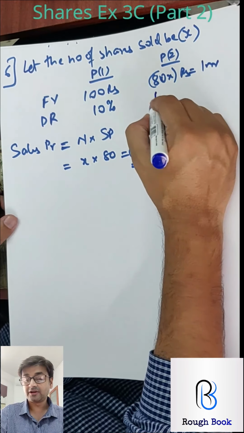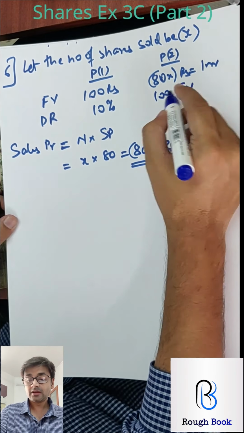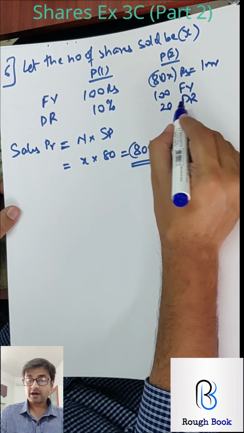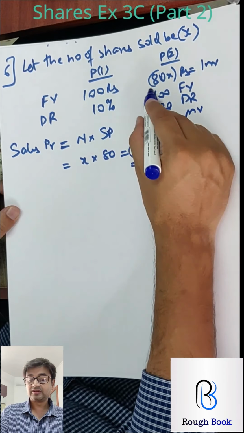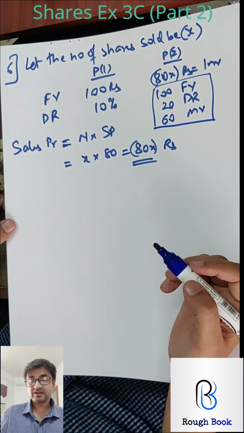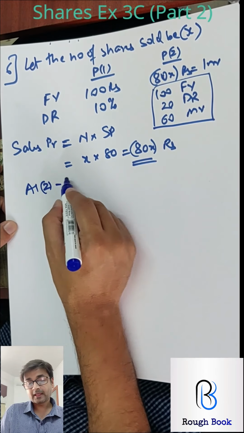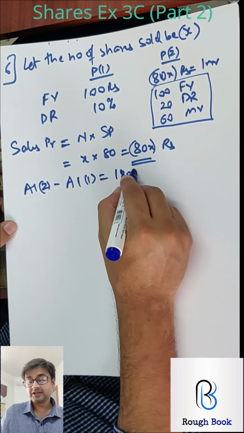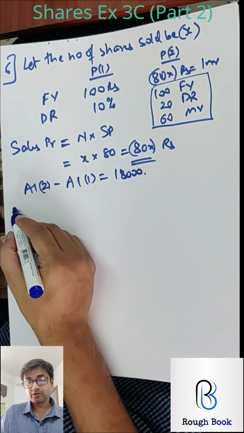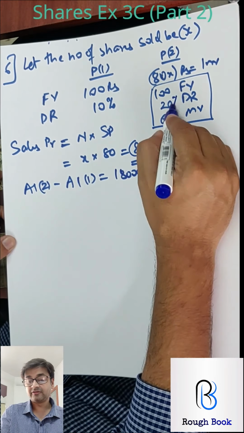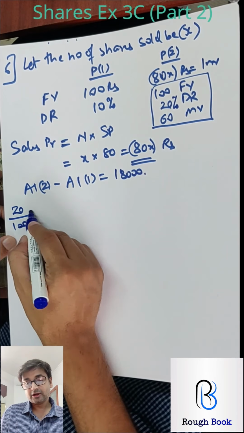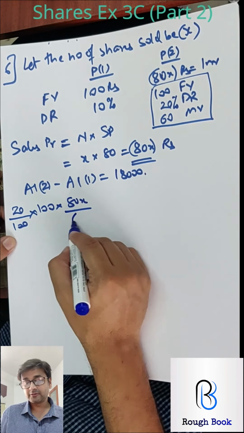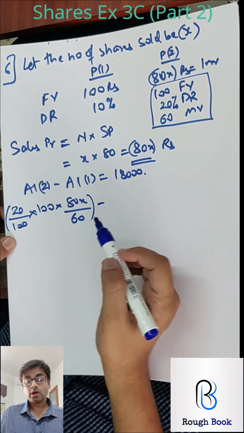So face value is 100 rupees. Dividend rate they have given 20% and market value 60 rupees. So this is the data being given for the second type of shares. So we will say AI2 minus AI1 is equal to the difference, that is 18,000, because it increased by 18,000. So AI2 will be dividend rate, that is 20%, into face value, into investment upon market value. So I got AI2. How about AI1?